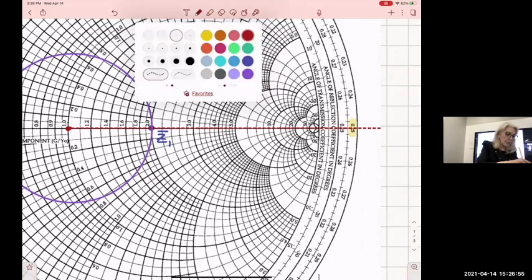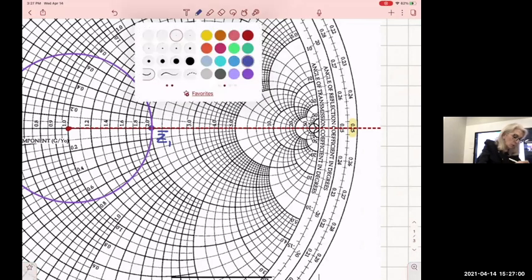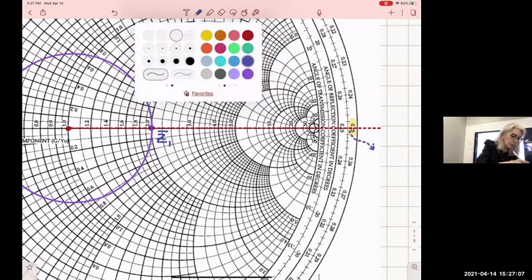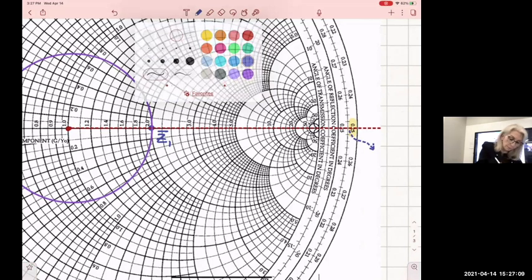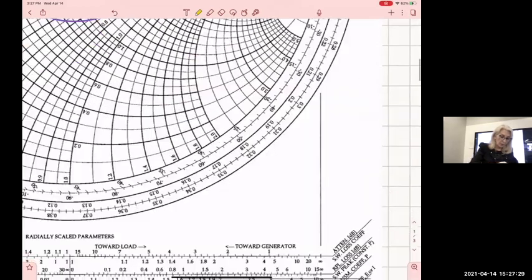In this particular case, the number here is 0.25, in lambda, 0.25 lambda. Then I need to move towards my generator, like that, by another 0.2 lambda. That's what I said the length of the line was.